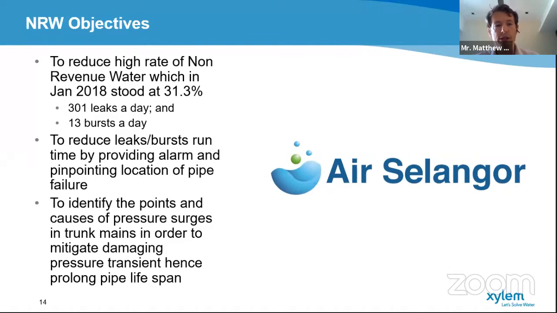The goal has always been to reduce the runtime of these leaks and bursts and therefore reduce the volume of water lost, and to be able to pinpoint the location of these pipe failures. Similarly, from a proactive perspective, it's important to them to identify the causes of these pressure surges and mitigate them before they cause the pipes to burst.